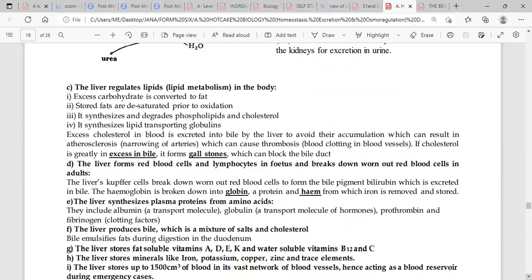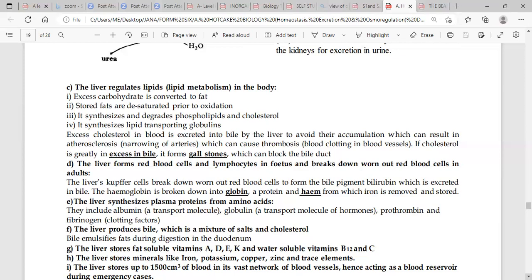When the red blood cells are worn out, this is how the liver breaks them down. Because red blood cells contain hemoglobin, it must also be broken down into its constituents that will later combine in the new red blood cells that will have been formed. Also, the liver synthesizes plasma proteins from amino acids. That is albumin, a transport molecule, globulin, a transport molecule of hormones, and prothrombin and fibrinogen. These are the clotting factors. They are involved in the process of blood clotting by the platelets.